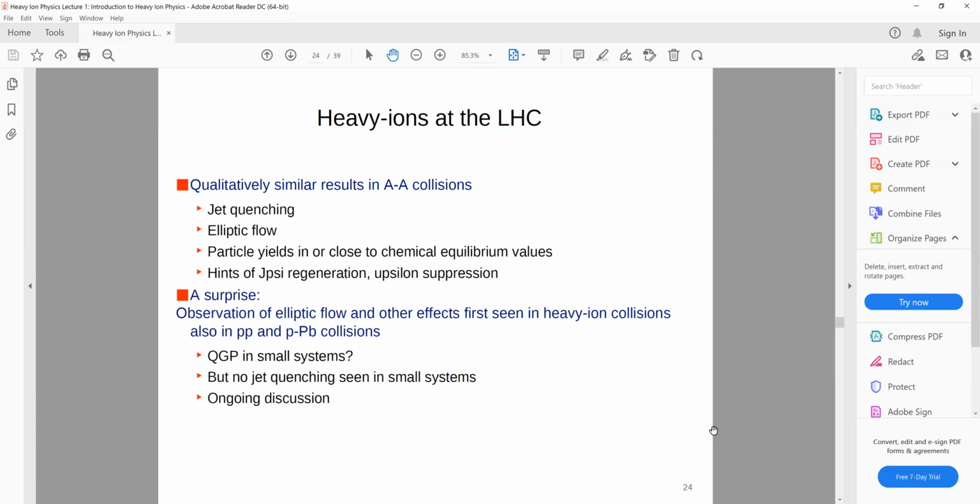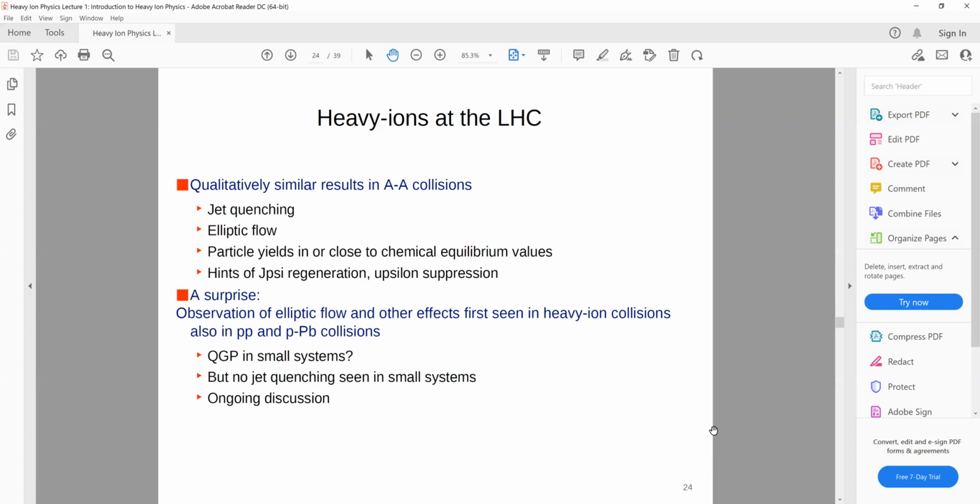They help you to isolate the genuine hot medium effects, the produced medium effects, which can be seen in a nucleus-nucleus collision. In a nucleus-nucleus collision you have a convolution of all possible effects: effects in vacuum, effects of cold nuclear matter, and on top of that, effects from the hot medium. All are convoluted in the data. So to subtract the cold medium effects, PP and PA collisions are used. If you subtract the PP and PA effects from the AA data and something remains, that can be genuinely attributed to the produced hot medium.